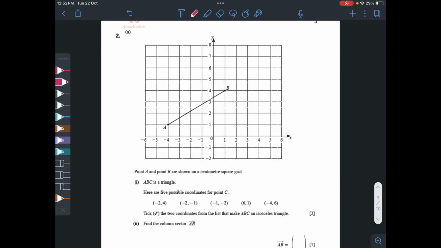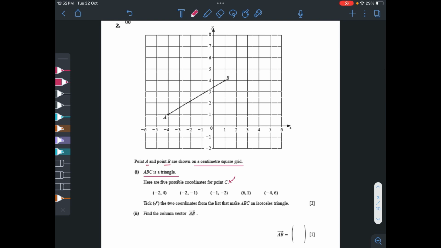Question 2 has given us a grid over here. It says point A and point B are shown on the centimeter square grid. ABC is a triangle. Here are 5 possible coordinates for point C. Okay, so the question is also telling us tick the 2 coordinates from the list that make ABC an isosceles triangle. The best way to do the question is, let's plot all the coordinates first.